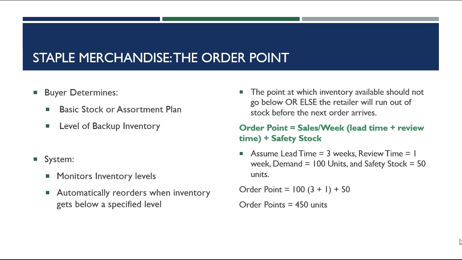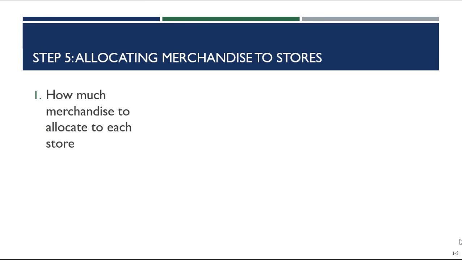So that's a discussion on safety stock and the order point. Let's talk about the next step in the merchandise planning process, which is allocating merchandise to stores. So once you at the retailer have planned the merchandise for the categories, the next step is to start allocating it. And allocation decisions have a much bigger impact on profitability than the overall merchandise purchases the buyer makes.